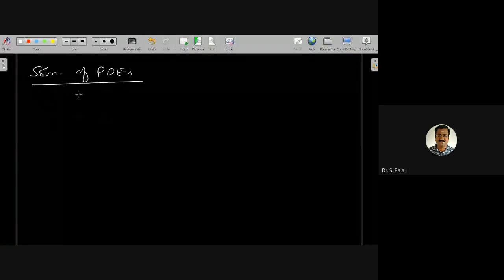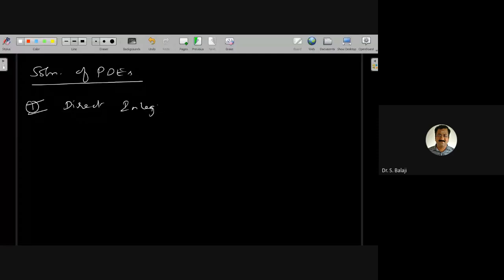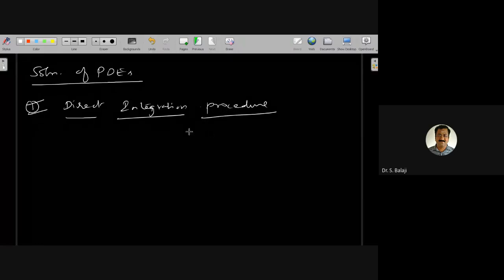Solution of partial differential equations. First, we will see the direct integration method. How to find a solution is somewhat easy only. Just integrate successively, and you can get the respective solution with the respective conditions.